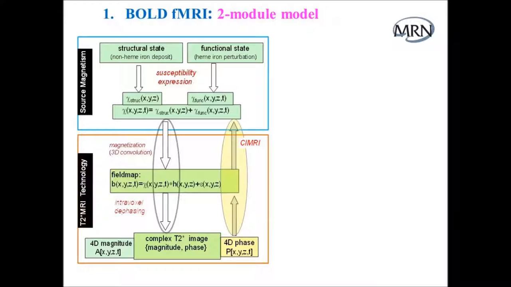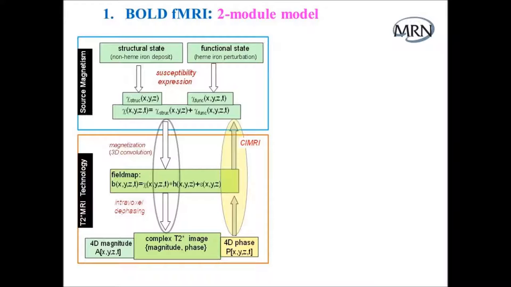Okay, this is the model with the two modules. This module is just for the physiologist or the biologist to work on. It provides the susceptibility change based on the functional and the non-functional structure. I think it's very complicated, but I don't get involved in this too much.